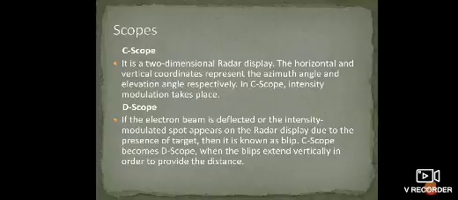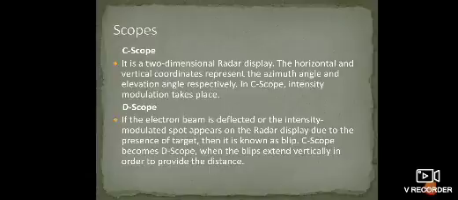And the D scope: if the electron beam is deflected, or an intensity modulated spot appears on the radar display. That means with the deflection of the electron beam or the intensity, we observe a spot on the display due to the presence of the target. Then it is known as a blip, which will have some sound. The C scope becomes the D scope when the beam extends vertically in order to provide the distance.